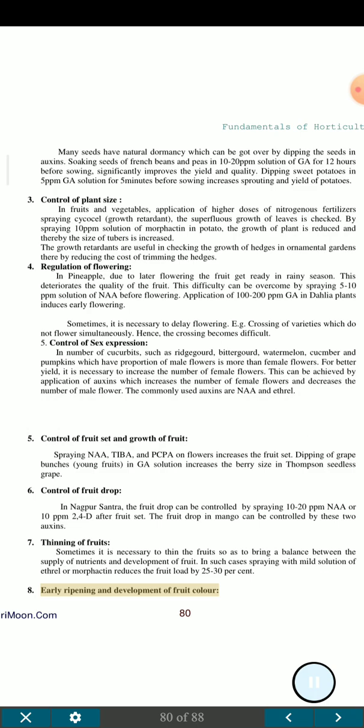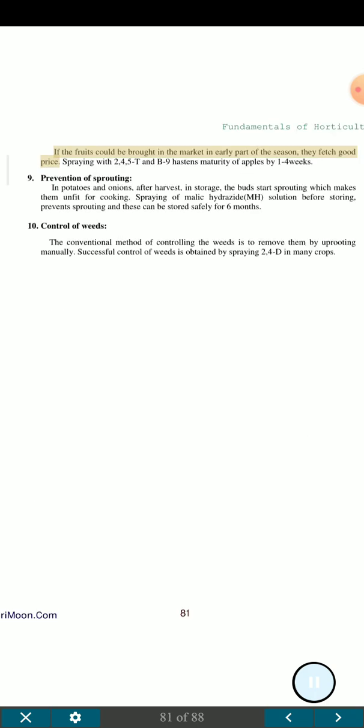8. Early ripening and development of fruit color. If the fruits could be brought in the market in early part of the season, they fetch good price. Spraying with 2,4,5-T and B9 hastens maturity of apples by 1 to 4 weeks.